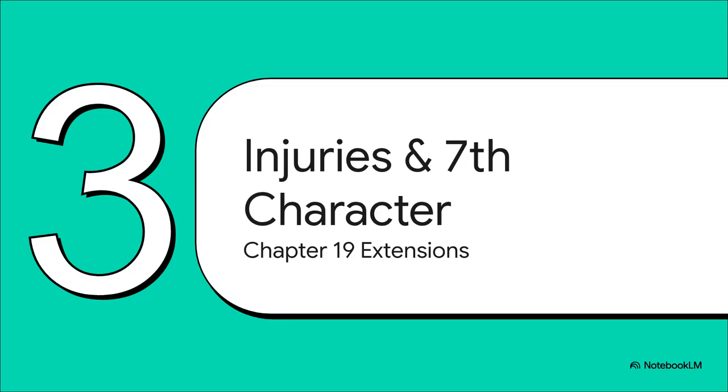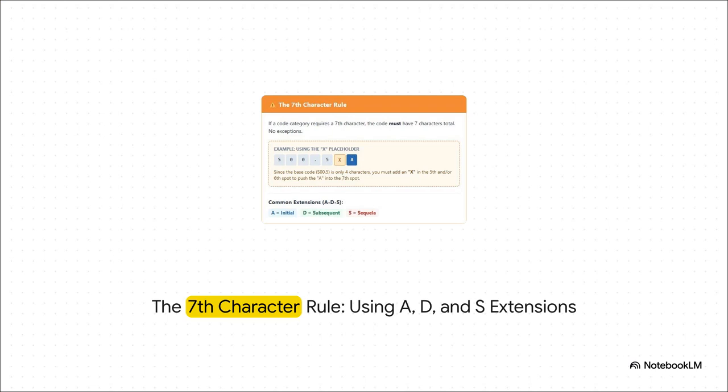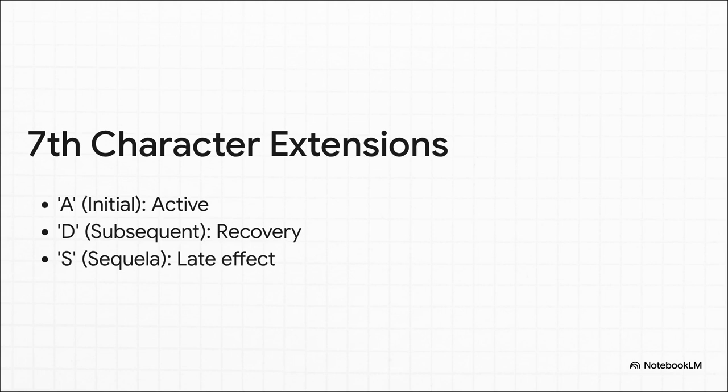Section 3, Injuries and 7th Characters. We've officially reached the climax of this explainer. Chapter 19 is a heavy hitter on the CPC exam, and it's mostly because of the infamous 7th character rule. Here's the deal. If a code category requires a 7th character, that code must have exactly 7 characters, literally no exceptions. If your base code is only 4 characters long, say something like S00.5, you actually have to use the placeholder X in the 5th and 6th spots just to push your extension all the way out into that required 7th position. Let's rapid fire through those extensions.